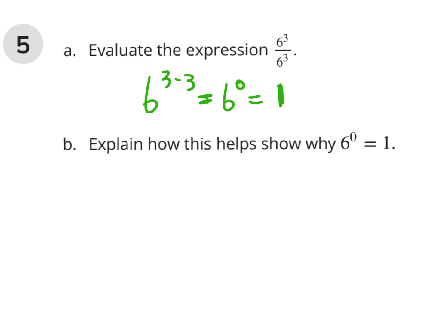Now explain how this helps to show 6 to the 0. Because any number divided by itself is 1. It doesn't matter what 6 cubed is. 6 cubed divided by 6 cubed equals 1 because anything divided by itself is 1. Now, if you use exponent rules, anything to the 0 power that's not 0 is 1.